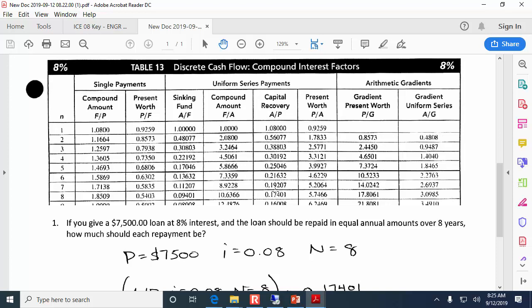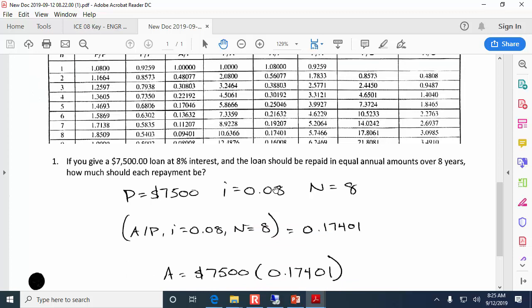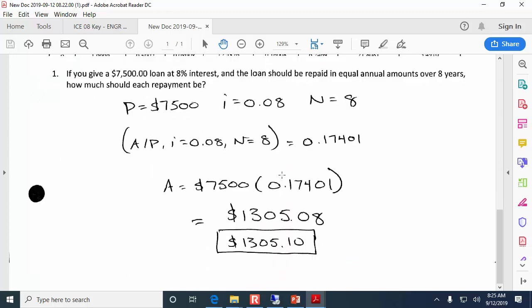That's 5 digits long, so we should round off our answer to 5 digits, or at the very least that's the only amount of accuracy we'll have. We won't be able to predict to the penny how much each repayment should be. So it should be $1,305.10. Anyone else get that same amount? All right, good. Now on the back side of the paper is where we start to talk about gradients.